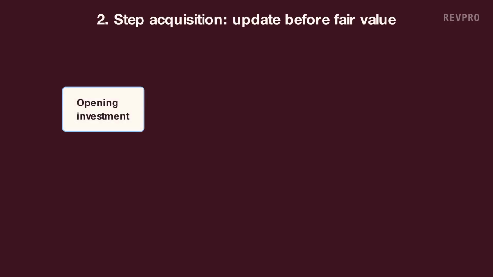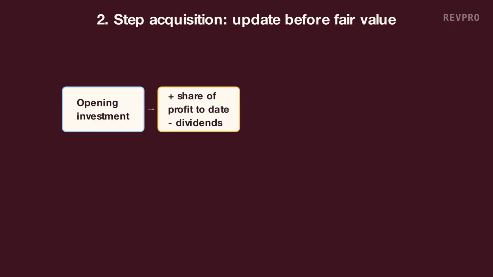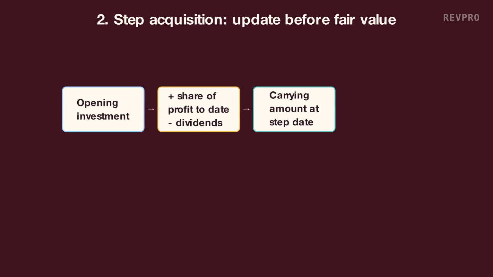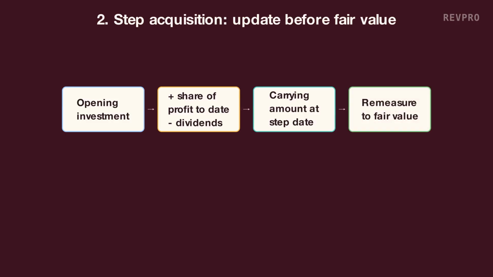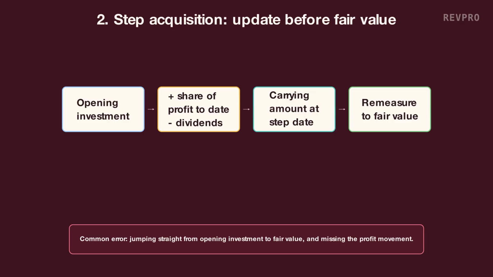Second step, acquisition. This is where the parent already had an investment before it gained control. The mistake is to use the old carrying amount without updating it. If the previous investment was an associate, bring it to the date control is obtained. Opening carrying amount plus share of associate profit to the step date, less dividends if relevant. Then, when control is obtained, remeasure the previous holding to fair value. So the bridge is opening investment plus movement to the date equals carrying amount at the step date, then fair value remeasurement. Students often remember fair value but forget the profit movement before fair value.